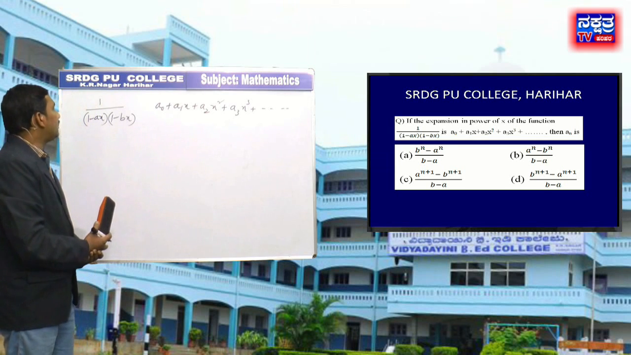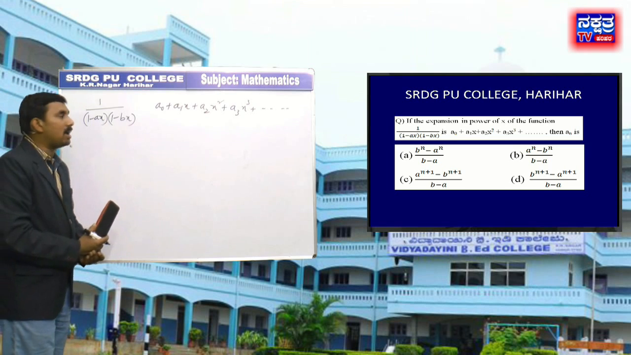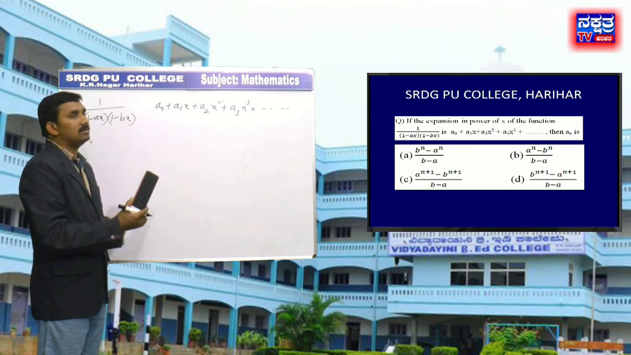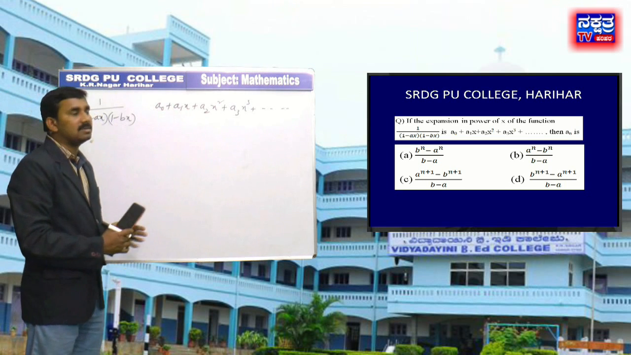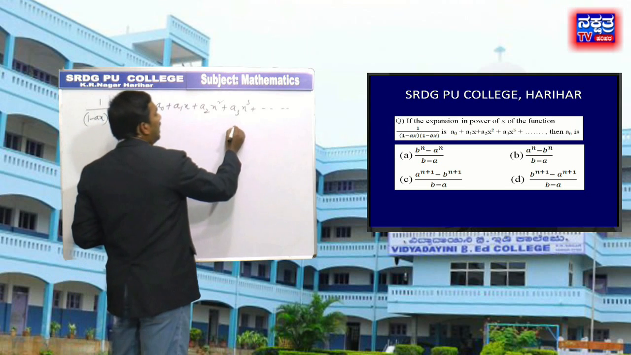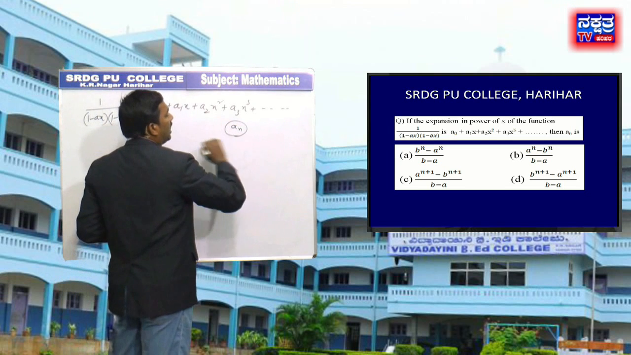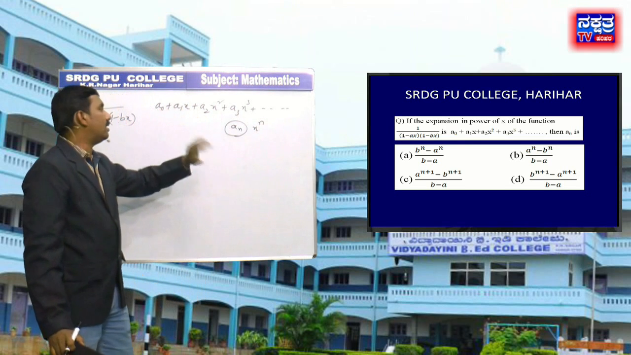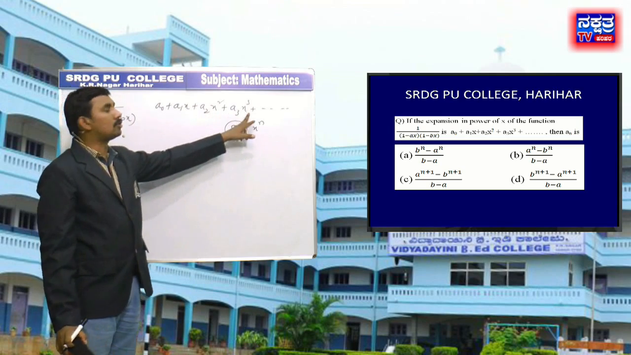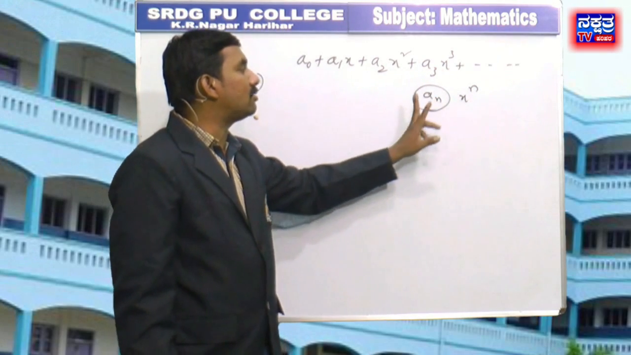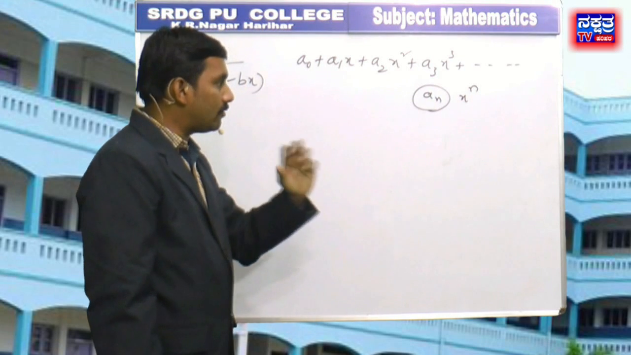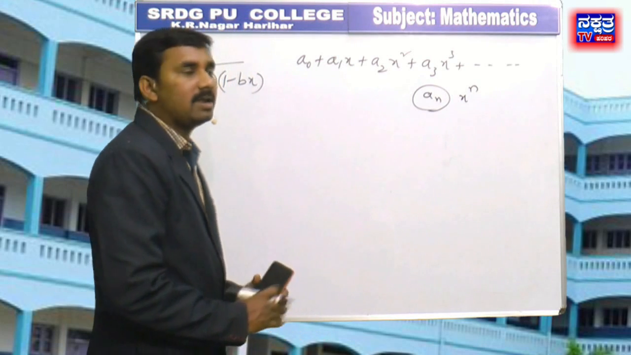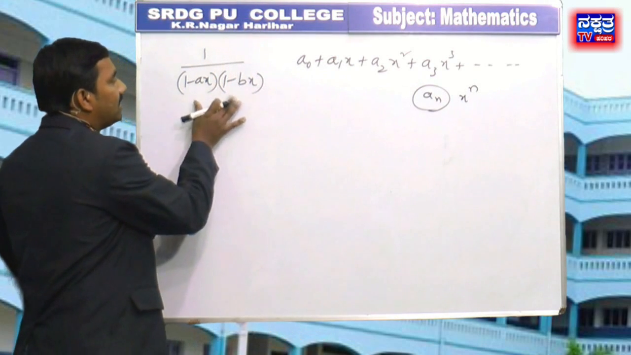Hey students, the given expansion is 1 by (1 minus ax)(1 minus bx), and after expansion the function will become like this. Then the term an means the coefficient of x power n: x square coefficient a2, x cube coefficient a3, like that x power n coefficient will become an. So to find an, we have to find the coefficient of x power n. Now see how to write this one.